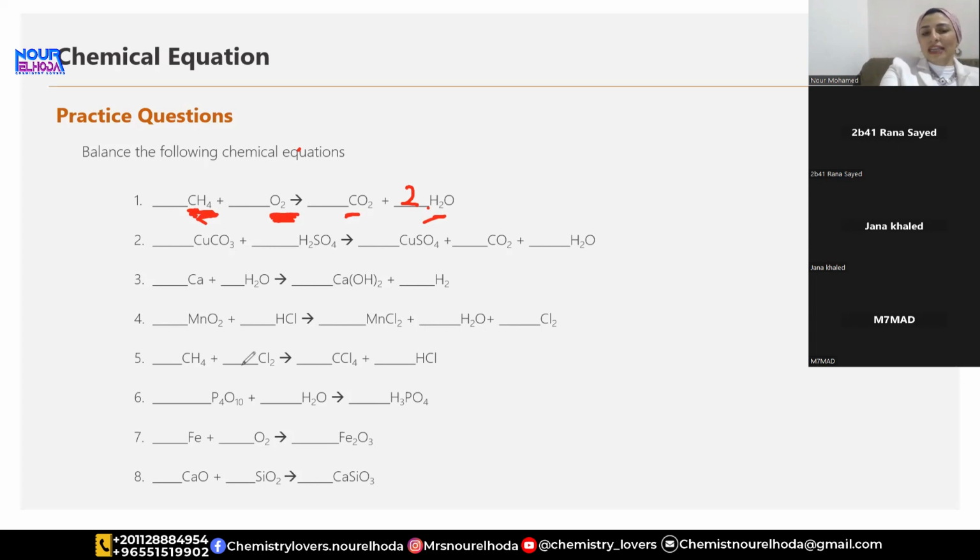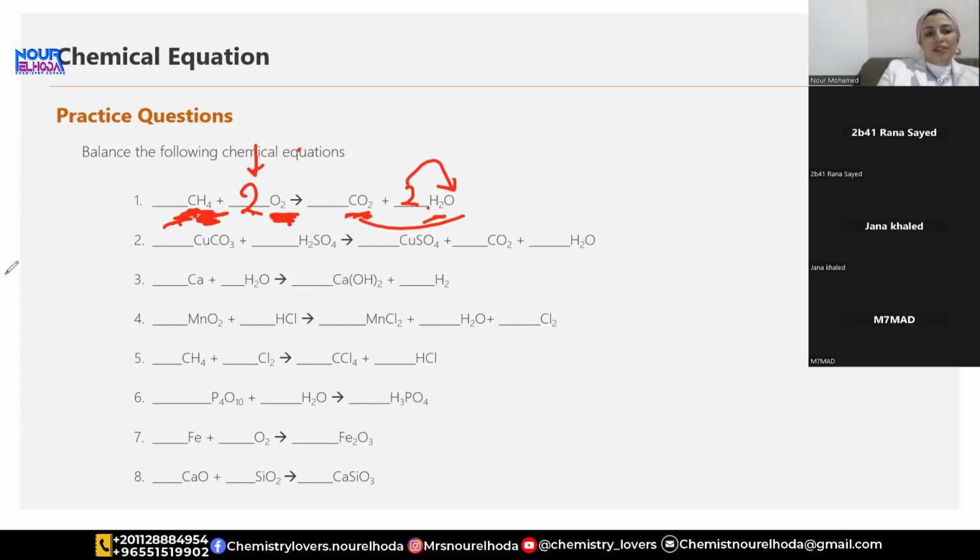You see, I'm moving in order. I did carbon, then hydrogen, then I'm doing the oxygen, as I told you, in order. So how many oxygen are here? Here I have 2 oxygen. Here again 2 oxygen, so total for this side 4. So I need to put here what? I need to put here 2, because 2 times 2 is going to be 4.